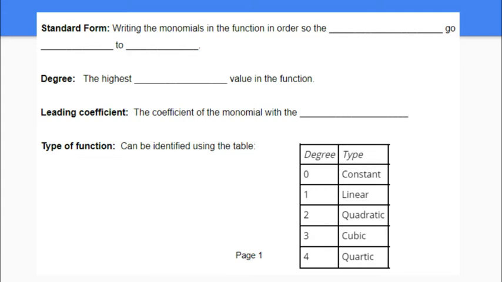To write in standard form, they do ask whenever you're writing your polynomials, please write it in standard form. So what they're asking for, write the monomials in a function in order so that the exponents go from big to small, or highest to lowest. So looking at the exponents only, okay? They'll ask for the degree. The degree is the number of the highest exponent. So whatever the highest number of the exponent is, that's the degree of that polynomial.